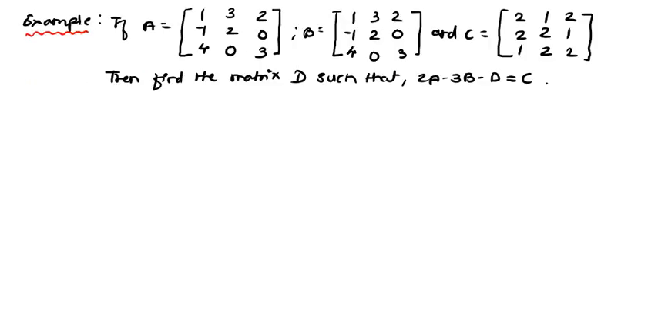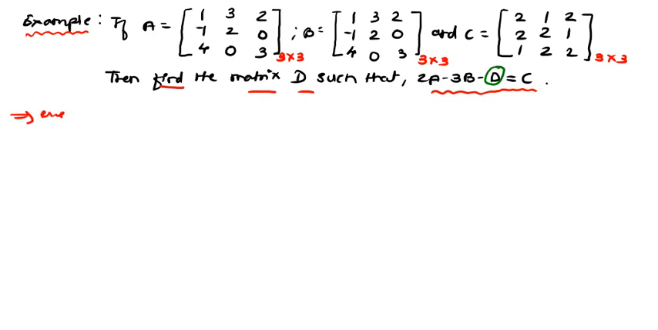Next example. Suppose we have the matrix A, which is of order 3 by 3, the matrix B is of order 3 by 3, and the matrix C is of order 3 by 3. Then the question is to find the matrix D such that this equation is satisfied. So we need to find the value for the matrix D. This D will be obtained by just solving the given equation. We will solve this example.